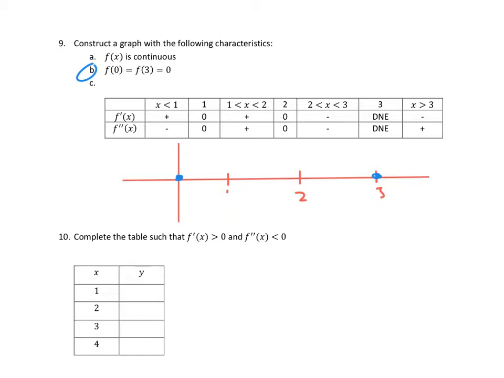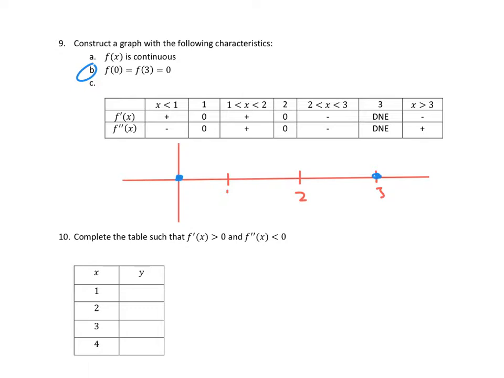Okay, so let's see what's going on. When the derivative is 0, that's a possible max or min. Or if the derivative doesn't exist. If the derivative doesn't exist, that means we have a non-differentiable point, which usually means the graph is pointy, all right?